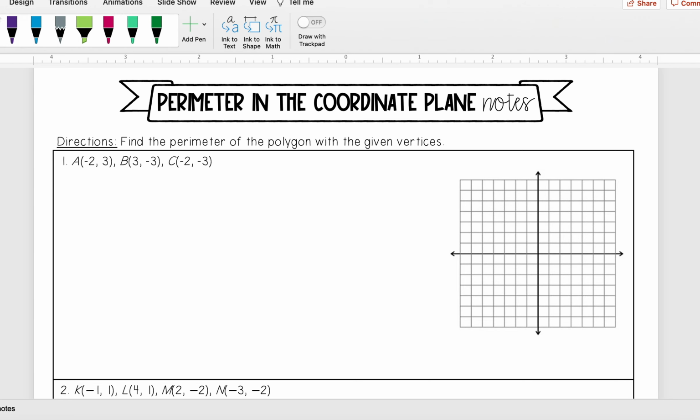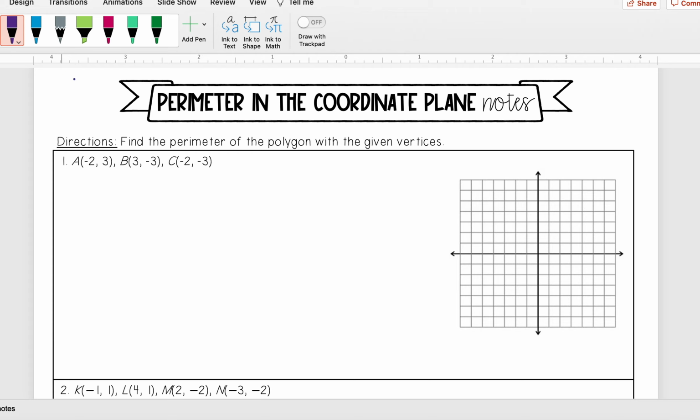Hello everyone. Today we are getting into a new lesson on perimeter and the coordinate plane. So here we're really going to be using everything that we've learned with finding the length of a segment from the previous lessons. So for number 1, I am given the vertices -2, 3, 3, -3, and -2, -3. And I want to find the perimeter of the polygon with these given vertices.